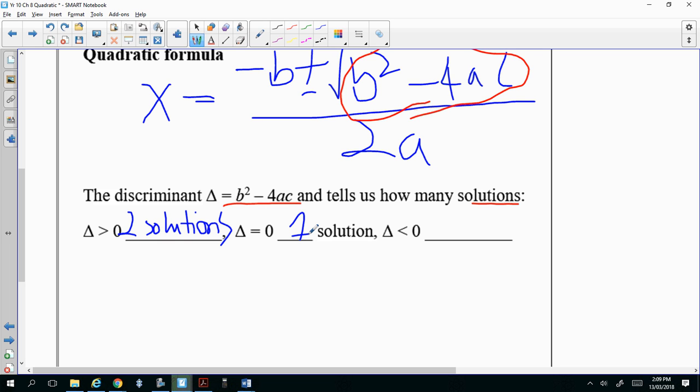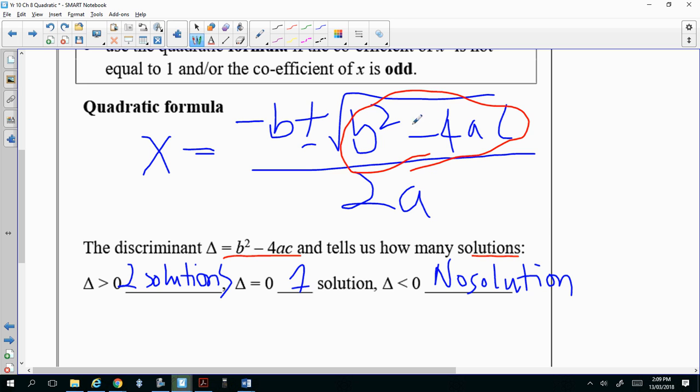Because you cannot square root a negative number, right? If that's negative, you cannot square root. You get no solution. Any questions? So we're going to use this to help us.